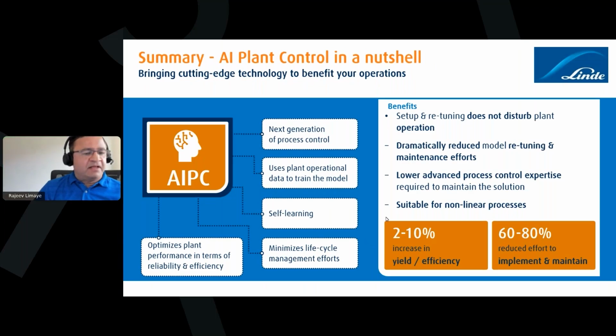And this is the last slide I would like to summarize. The AI plant control is the next generation of process control. It's self-learning. It learns from the operating data and continuously updates the model, and hence, as the plant ages, there is no need to do any step testing because the model always stays up to date. And it has allowed us to improve the plant efficiency and reduce the power consumption by 2 to 10%, and significantly reduce the maintenance effort in maintaining these applications.